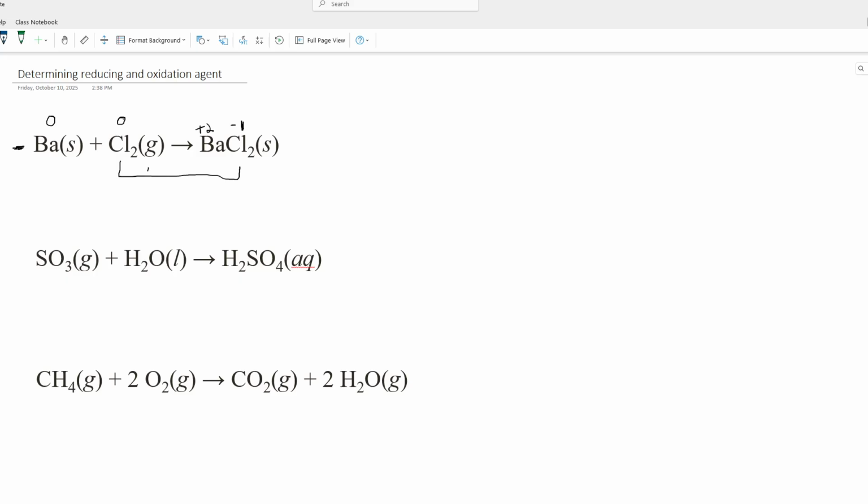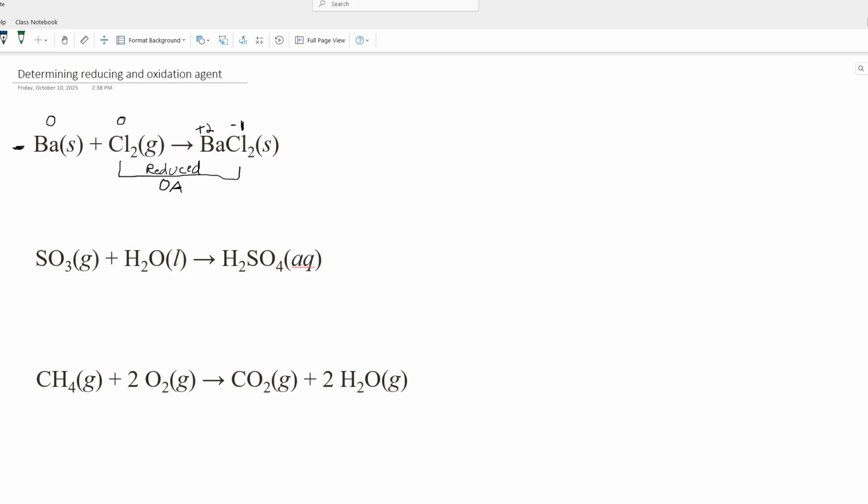Its oxidation state has been reduced. It's gone down, so it has been reduced. Therefore, that's what's causing the oxidation of barium, and so this is the oxidizing agent. Chlorine has been reduced. Its oxidation state has gone down. It's been reduced, and by definition, we call that the oxidizing agent.